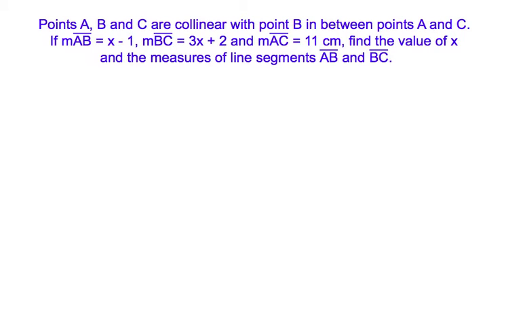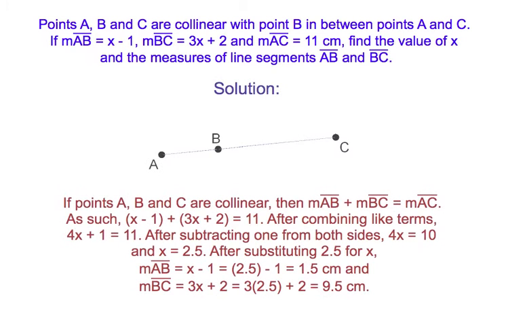Solution. We can begin by sketching a diagram for the conditions of the problem. If points A, B, and C are collinear, then the measure of line segment AB plus the measure of line segment BC must be equal to the measure of line segment AC. As such, x minus 1 plus 3x plus 2 is equal to 11. After combining like terms, 4x plus 1 is equal to 11. After subtracting 1 from both sides, 4x is equal to 10, and x is equal to 2.5. After substituting 2.5 for x, the measure of line segment AB is equal to 1.5 centimeters, and the measure of line segment BC is equal to 9.5 centimeters.